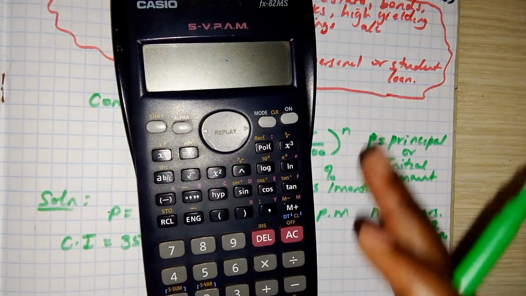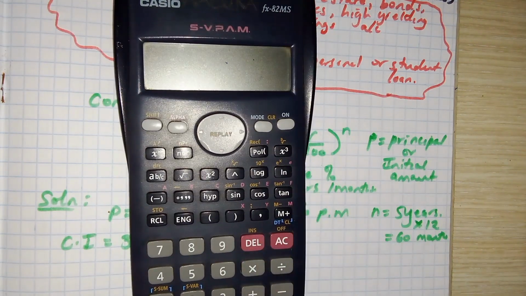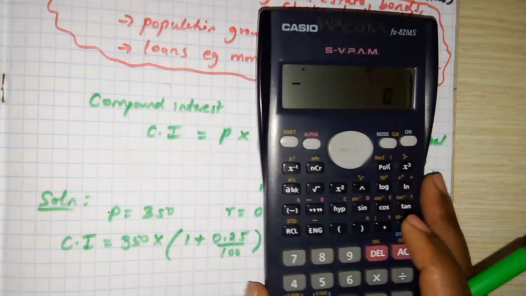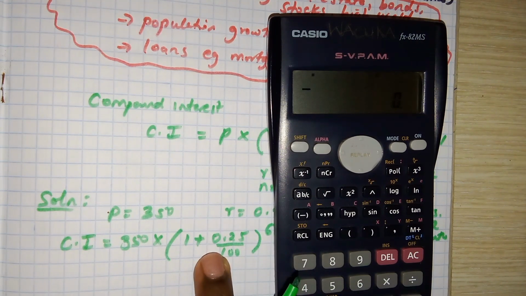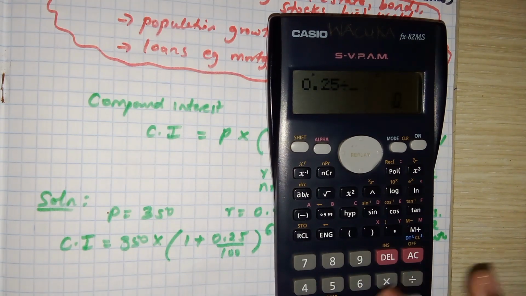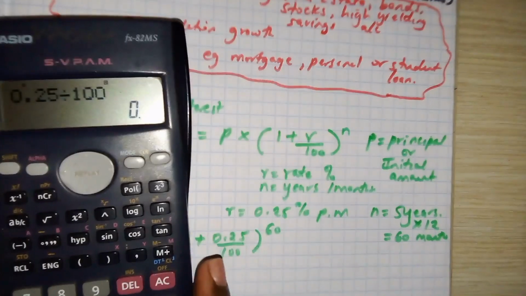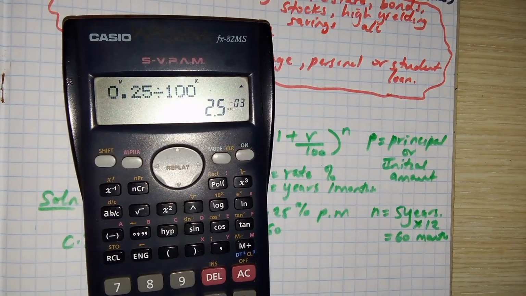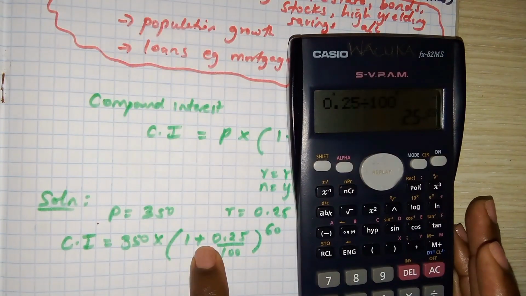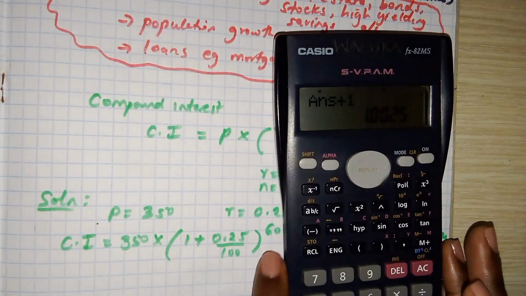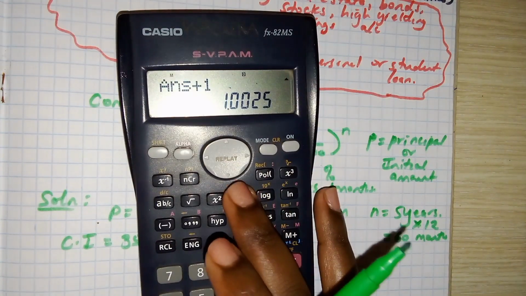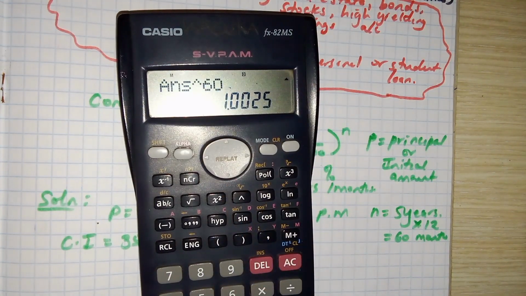So now get your calculator. Here, we need to start with whatever is in the bracket. BIDMAS, PEMDAS, BODMAS, all that. So we start with whatever is in the bracket. We start with 0.25 divided by 100. Then the next part we're adding 1, so plus 1. Okay, and then it's power 60. So power, we use this sign, power 60.